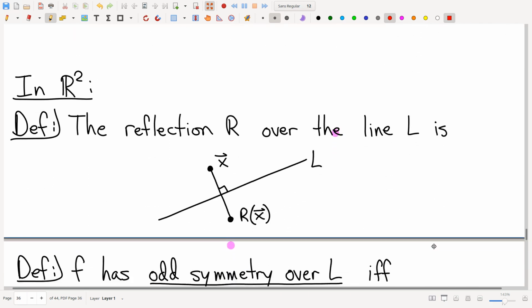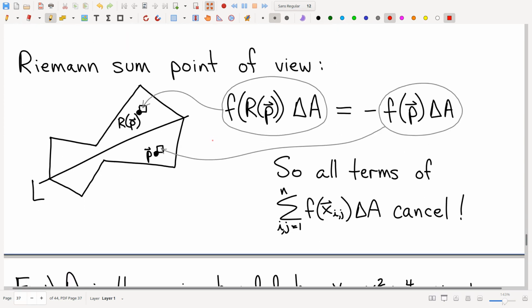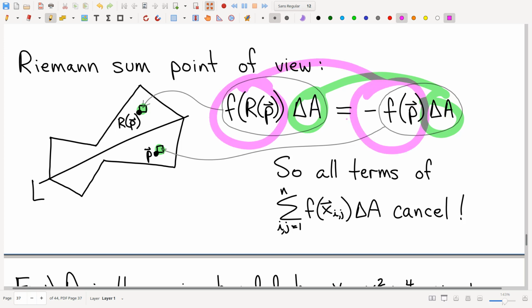Okay, so the same ideas work in two dimensions. There is a pullback change of variables argument. You literally pull back through the reflection that we were just talking about. But again, that's more algebraic and a little bit less satisfying. Here's the Riemann sum argument, and you're going to notice it's the same argument. This piece and this piece of the domain have the same size. And oddness means that the value at the reflection is the negative of the value at the original point. So that establishes this equation.